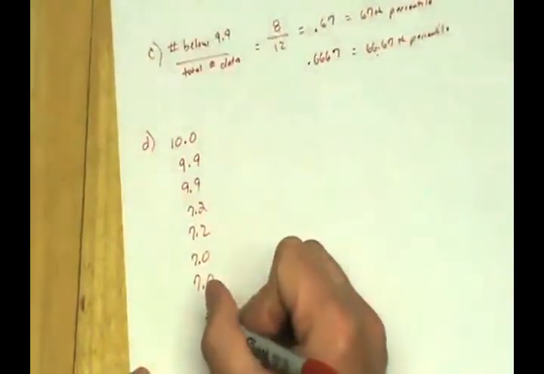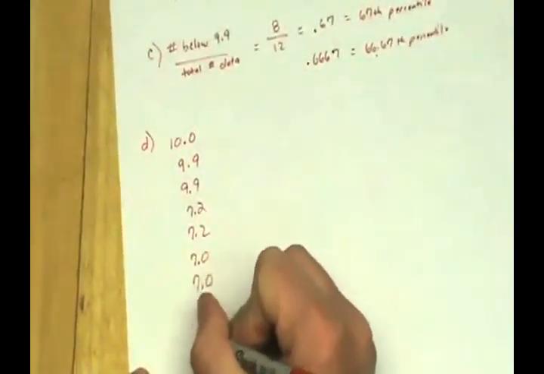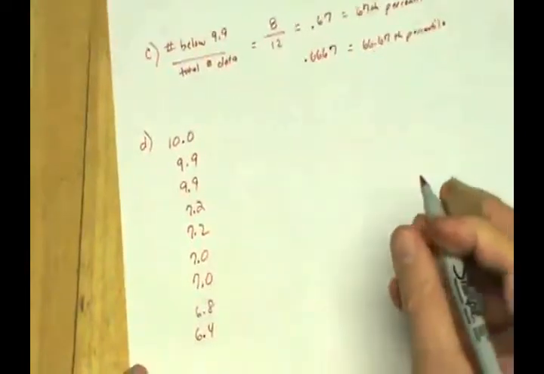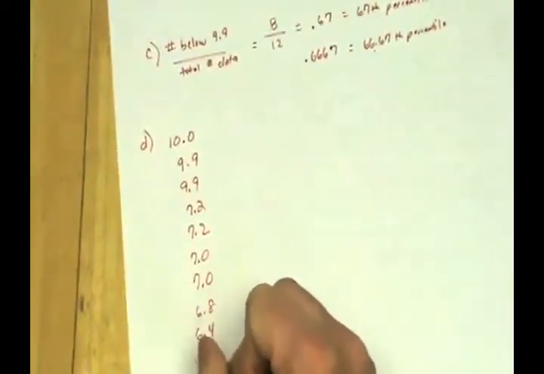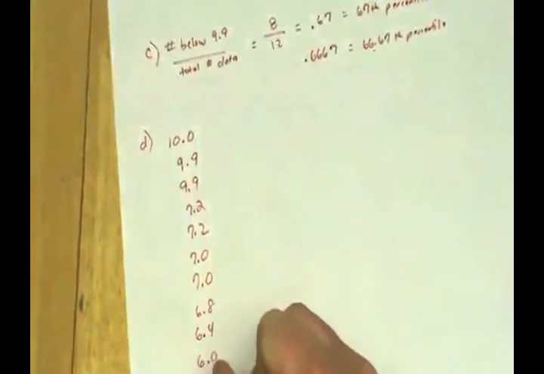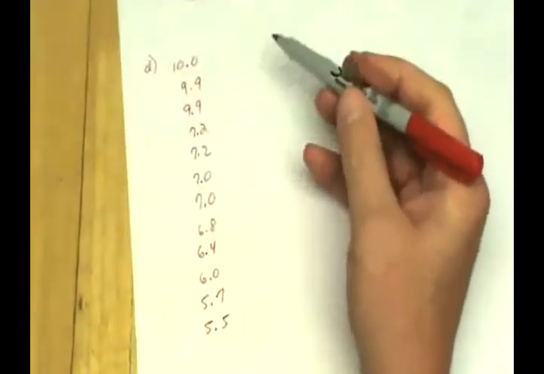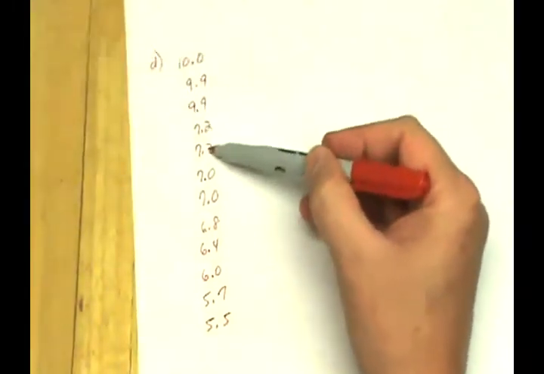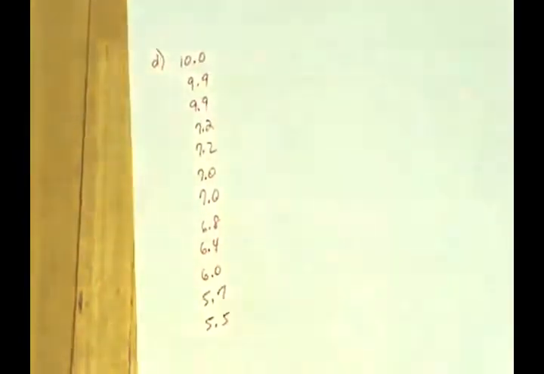We have a 6.8, a 6.4, 6.0, a 5.7, and a 5.5. And if I did that right, we should have 12 here. So we're looking at 1, 2, 3, 4, 5, 6, 7, 8, 9, 10, 11, 12. Okay, so there's our 12.